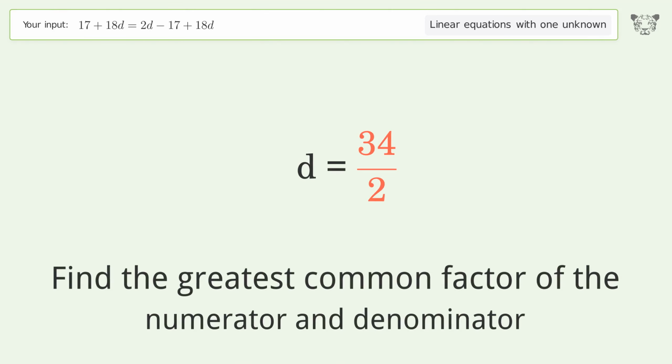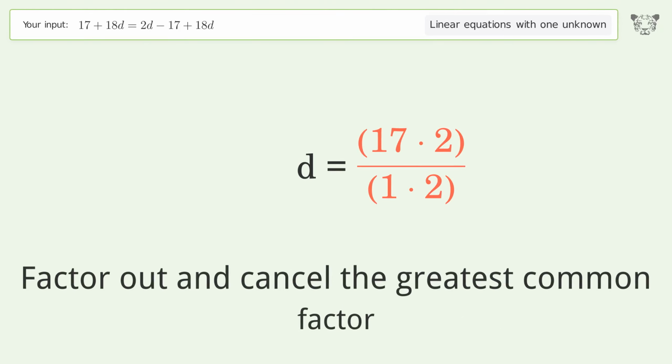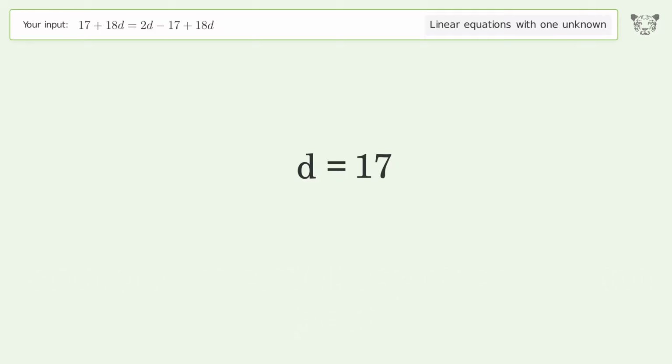Find the greatest common factor of the numerator and denominator. Factor out and cancel the greatest common factor. And so the final result is d equals 17.